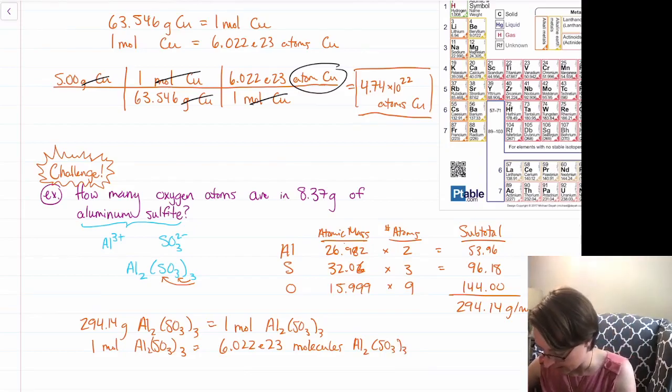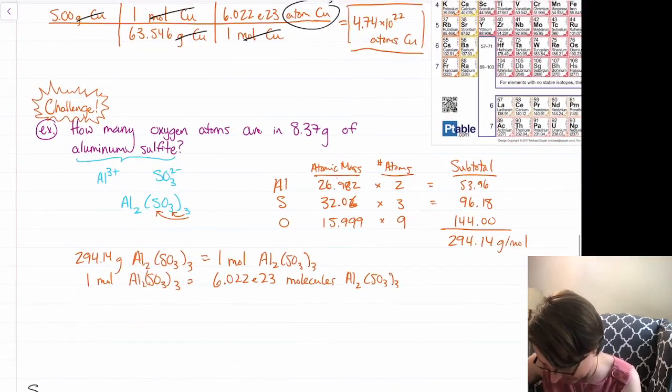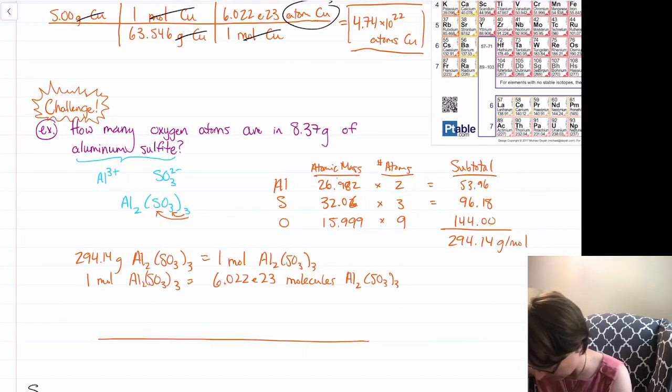Okay, so let's go ahead and start off our railroad tracks. I know my starting unit is 8.37 grams of aluminum sulfite. And I know what my molecular weight is, and so I can once again put grams in the bottom. And moles up top.